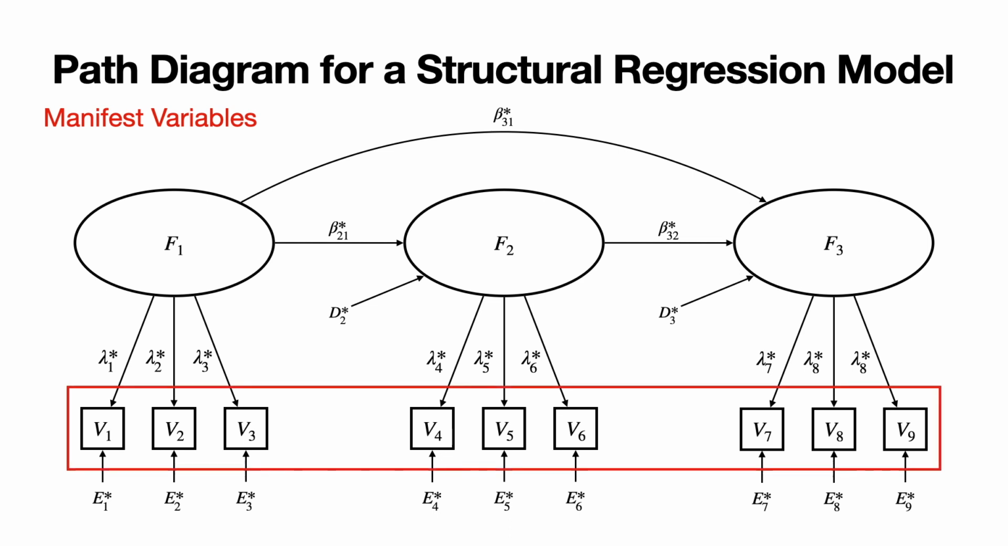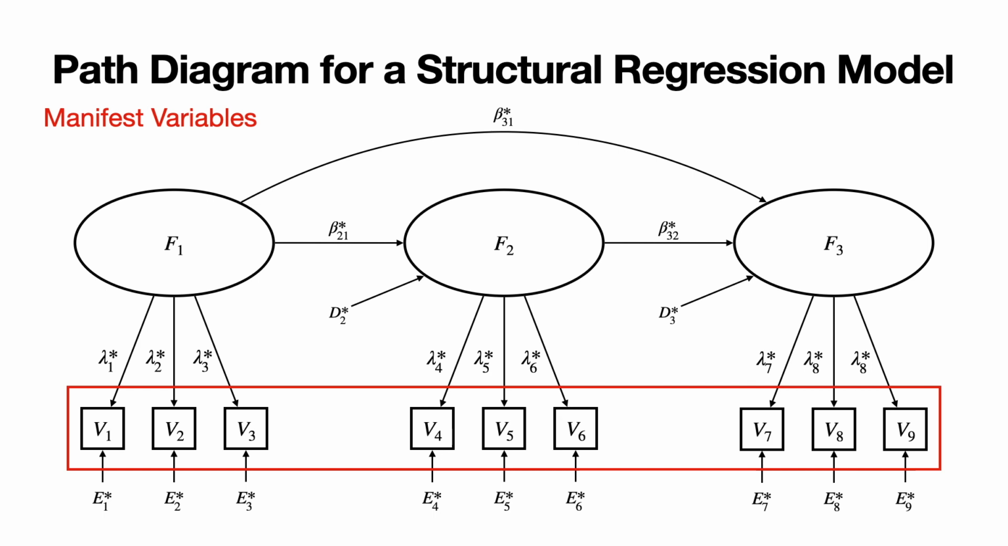Next, let's identify the manifest variables. Now again, the manifest variables are represented by squares or rectangles in a path diagram. And manifest variables are the observable, measurable variables. And so we see here that we have 9 manifest variables, V1 through V9. V1, V2, and V3, the 3 induction scores during the junior year, are allowed to be impacted by F1, the induction ability latent construct during the junior year.